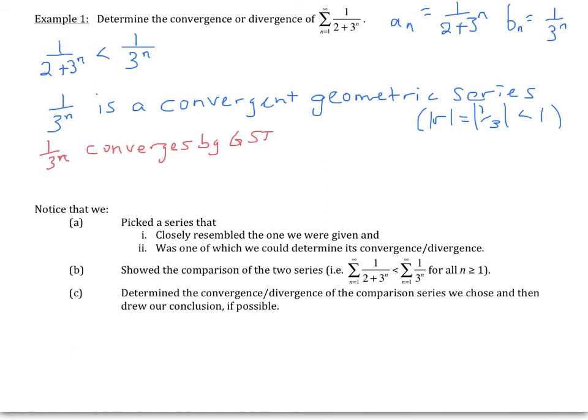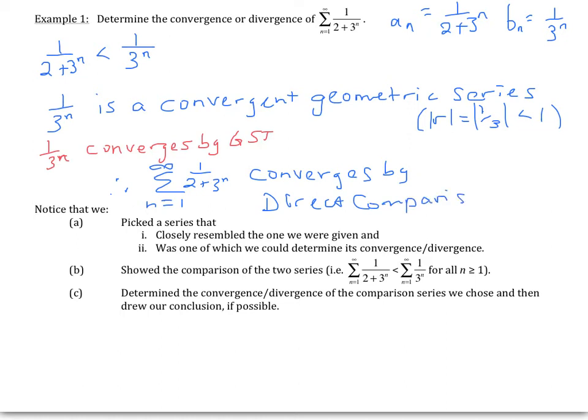Okay, so back to this. 1 over 3 to the n is a convergent geometric series. 1 over 3 to the n is bigger than our given series. Therefore, I'm going to use my 3 dots. Therefore, the series as n goes from 1 to infinity of 1 over 2 plus 3 to the n converges by the direct comparison test. And it is okay for you to abbreviate this. I really need to be able to type this. So you can abbreviate it DCT.